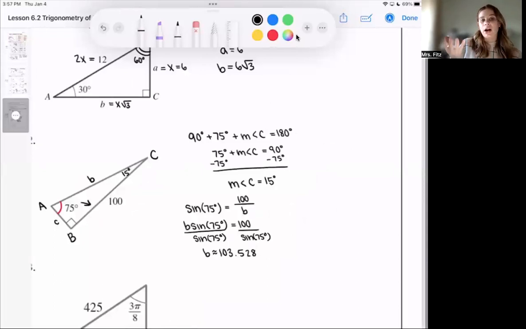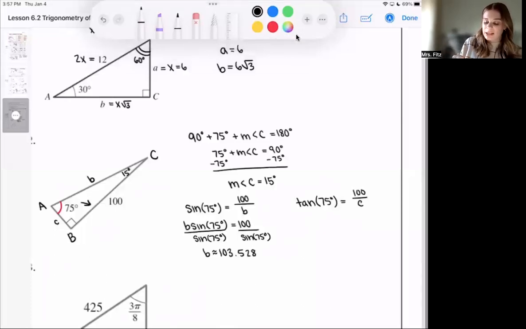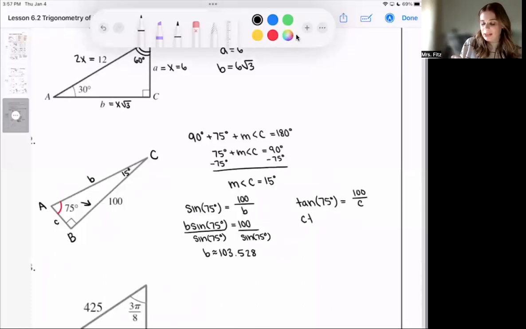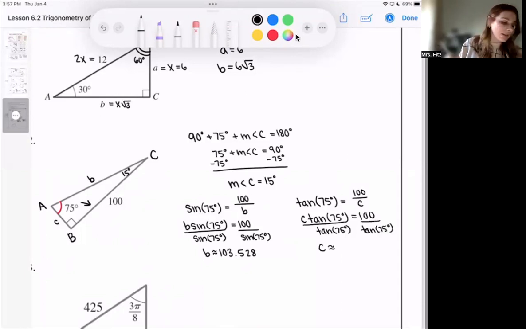We also know the opposite leg, so let's go ahead and use tangent. So tangent of 75 equals opposite, which is 100, over adjacent, which is c. We don't know it. We're going to multiply both sides by c. So we have c times tangent of 75 equals 100. Divide by tangent of 75 degrees. And c is approximately, what do we get? 26.795.